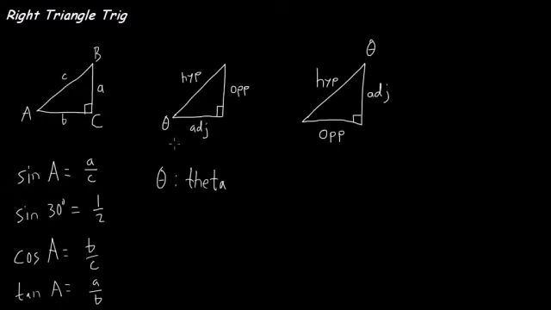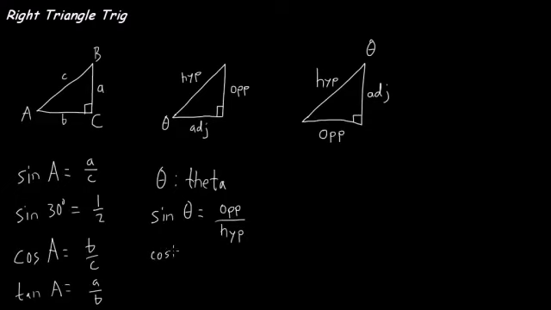So once you have those three sides labeled and you have chosen one of the angles to be theta, you can write the trig functions like this. Sine theta is equal to opposite over hypotenuse.